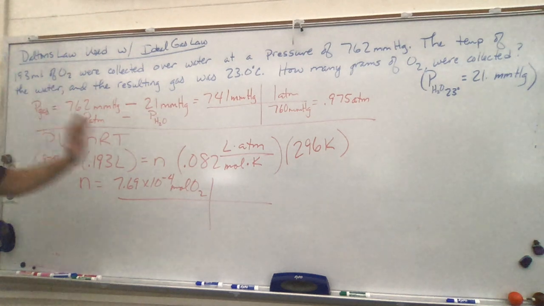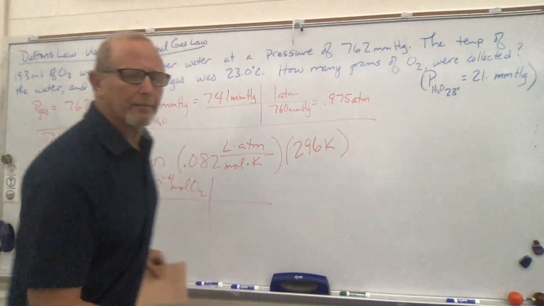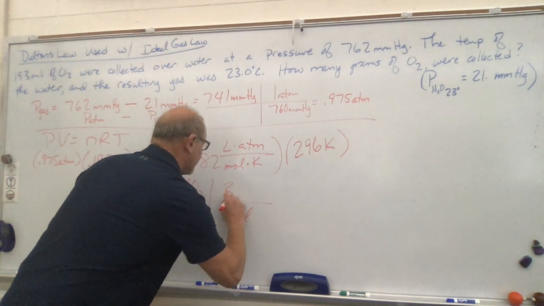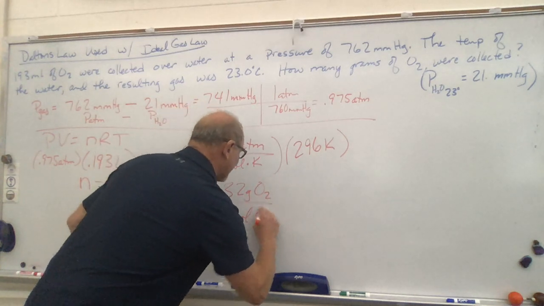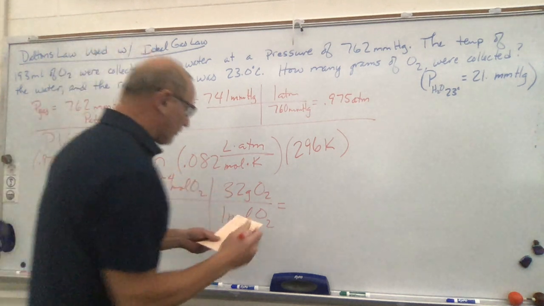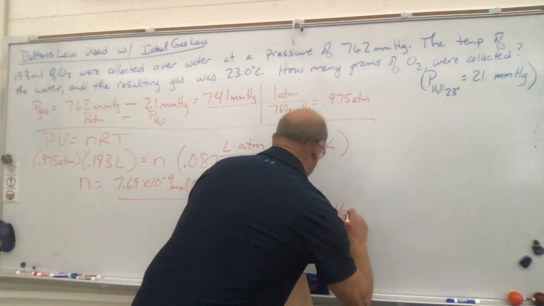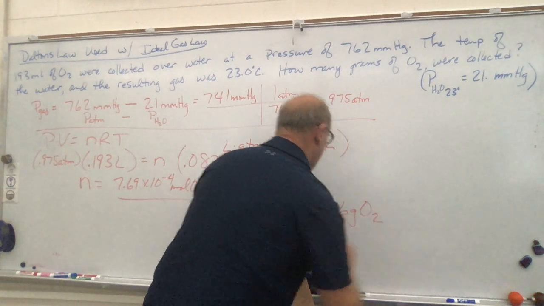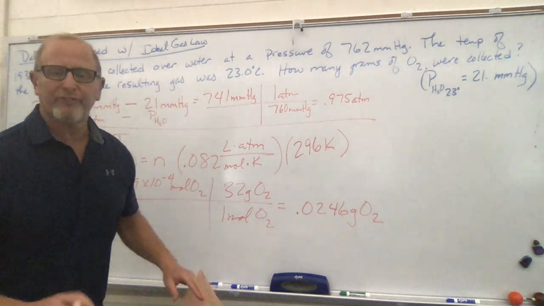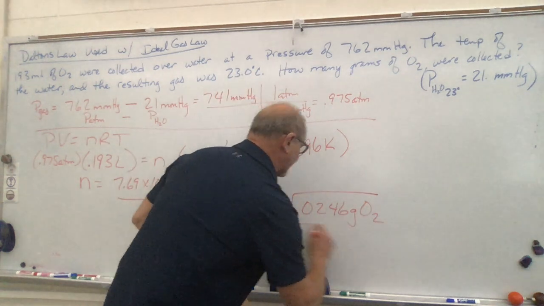The third part, we're finally going to get to an answer. Bear with me here. We want to know how many grams. Last thing we've got to do here is say that 1 mole is 32 grams because that's oxygen. I'm just getting that off my periodic table over there. And what we're going to find out is we have 0.0246 grams of O2. I'm pretty sure if I look, I've got 3 sig figs almost everywhere, so my answer is going to have 3 sig figs right here.